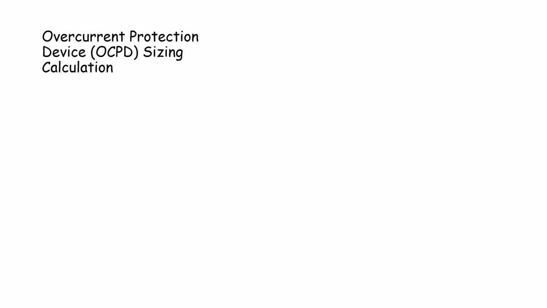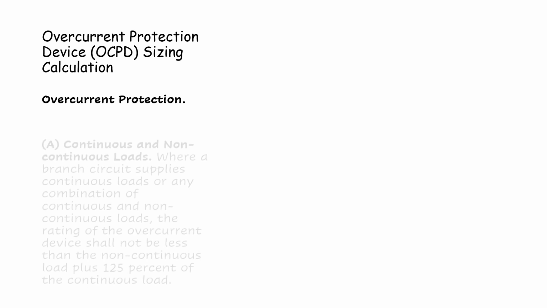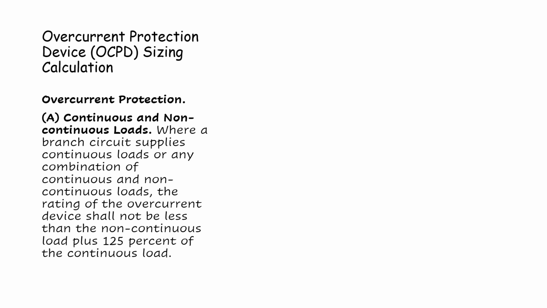Overcurrent protection device or OCPD sizing calculation. Let us see the NEC rule for the sizing of overcurrent protection device. It says that continuous and non-continuous loads, where a branch circuit supplies continuous loads or any combination of continuous and non-continuous loads, the rating of the overcurrent device shall not be less than the non-continuous load plus 125% of the continuous load. So the sizing of overcurrent protection is similar to the option A of sizing the conductor size. It's just 125% of continuous load plus 100% of non-continuous load.